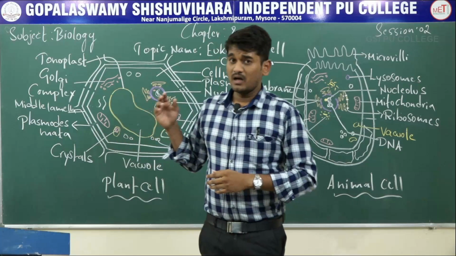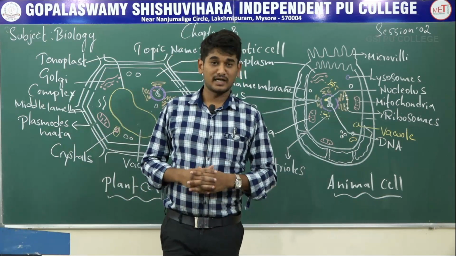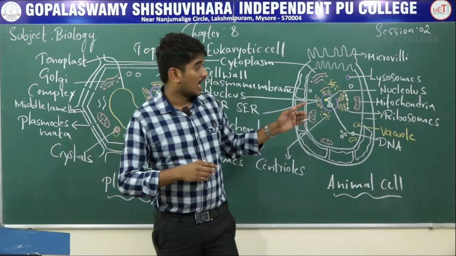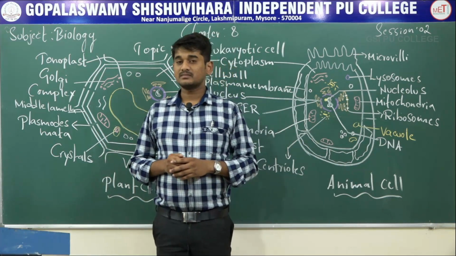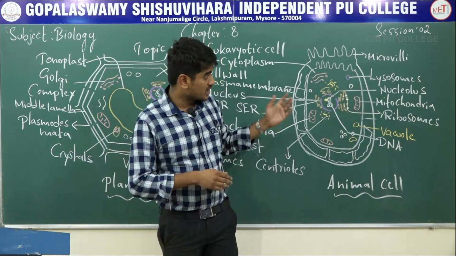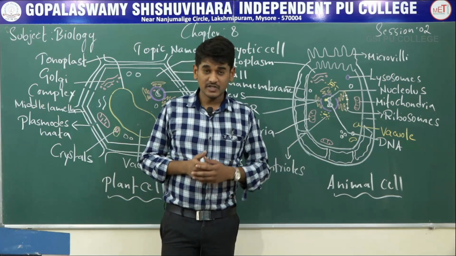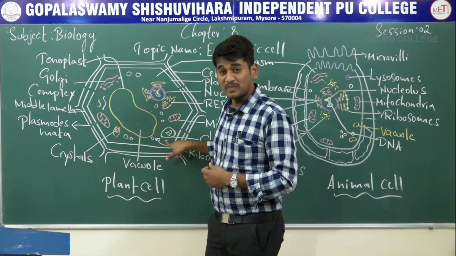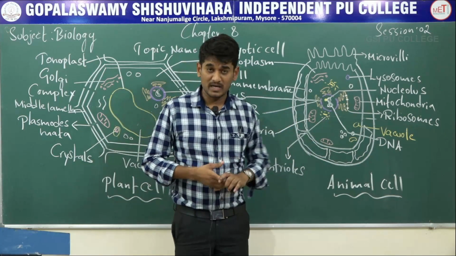Now let's list the differences between the plant cell and animal cell. See here, in the plant cell there is a cell wall, but there is absence of cell wall in the animal cell. The shape of the plant cell is rectangular, and the shape of the animal cell is sometimes spherical or irregular. We can observe presence of chloroplast in the plant cell, but in the animal cell there is absence of chloroplast.